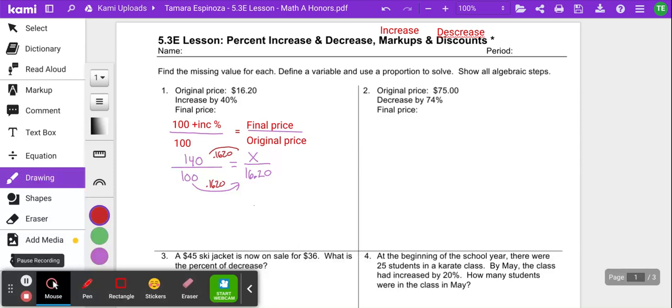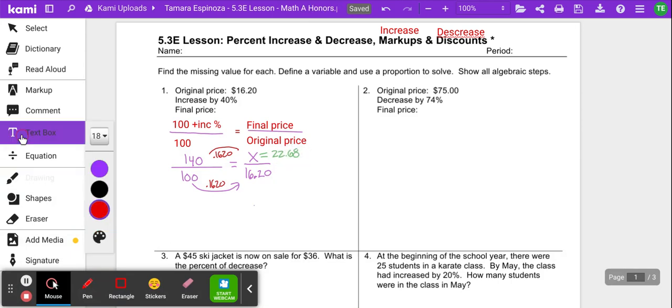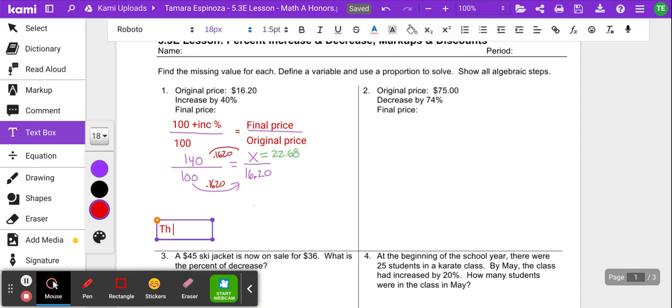Okay, so I get my calculator and go 140 times 0.1620, and I get that X is equal to $22.68. So I know that the final price will be that. I answer in a sentence. The final price is $22.68.